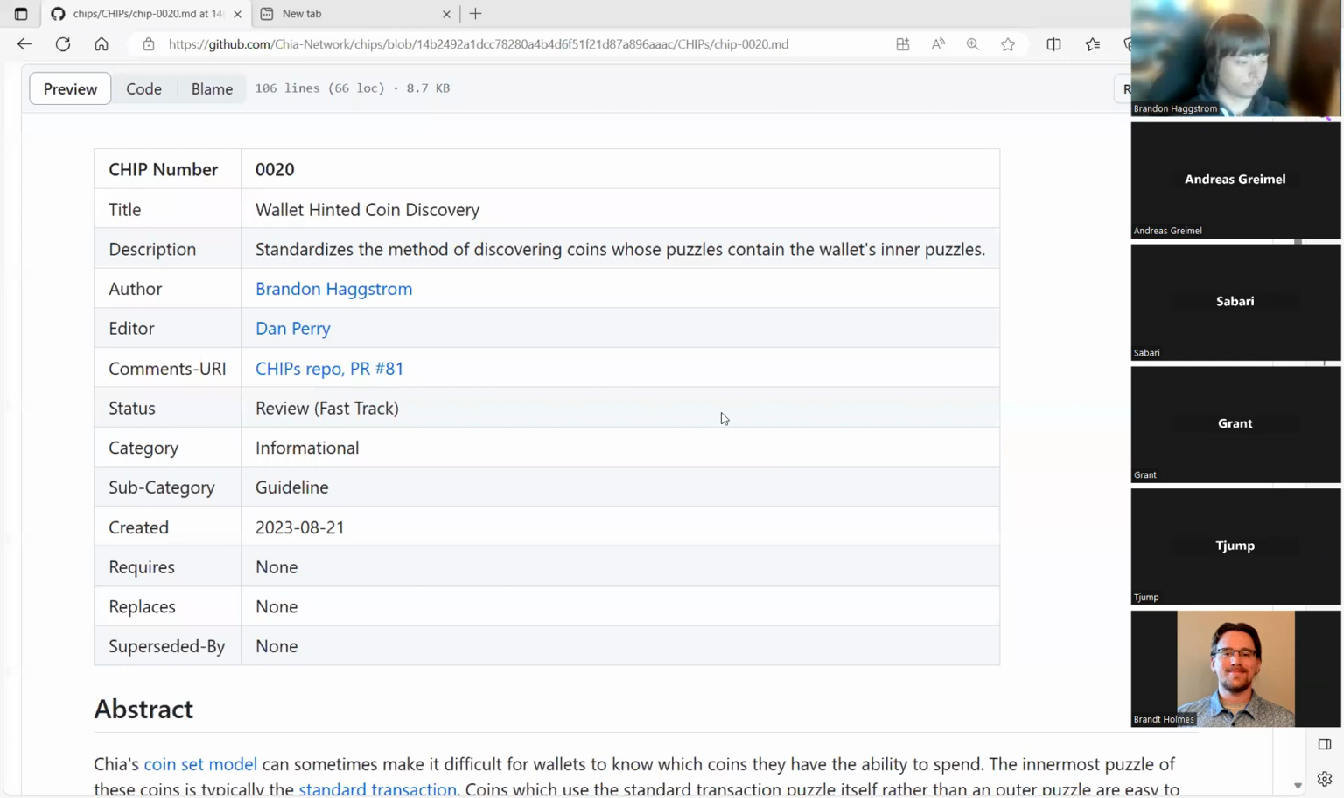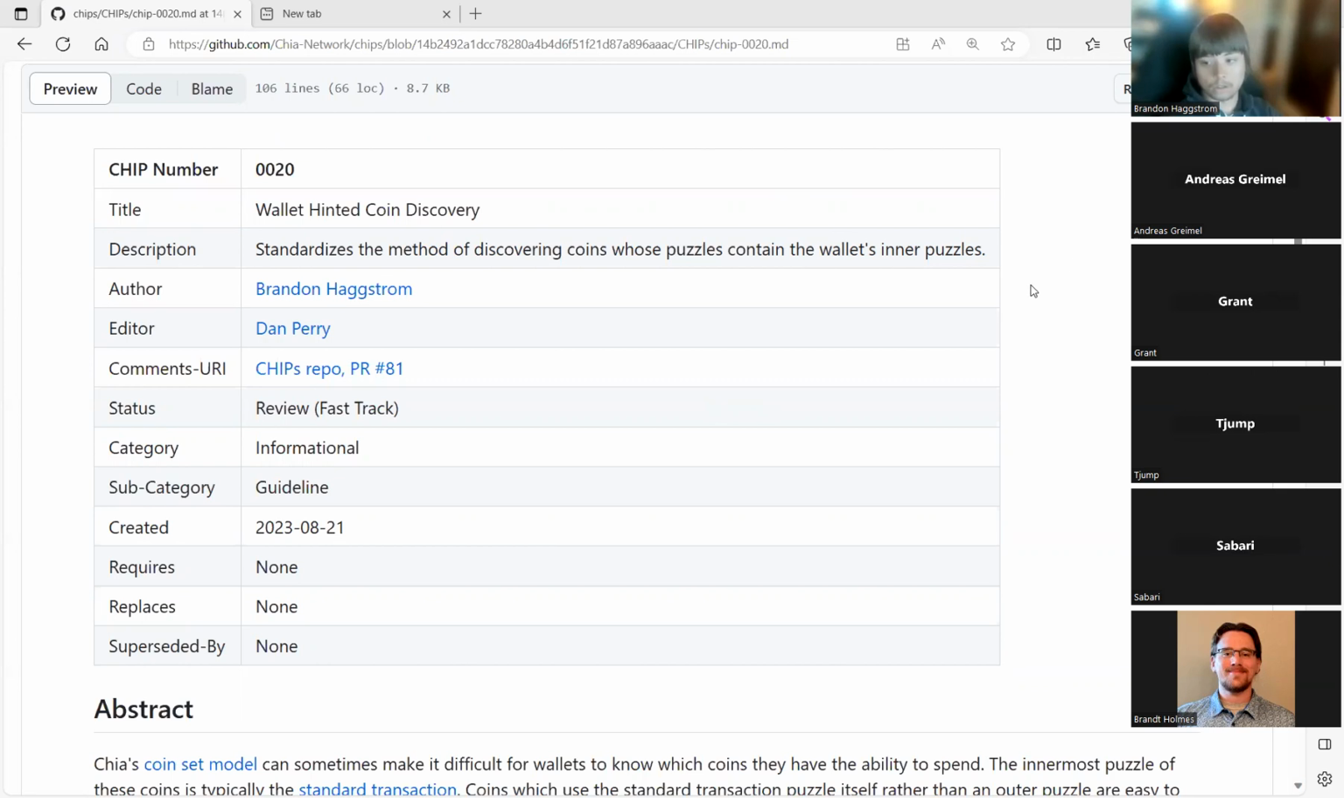Great. Well, let's get started. I'm going to bring up the chip itself on the screen here. Letting more people in now. So do you want to start out, Brandon, by explaining what the issue is? Why would we need wallet hinting or coin hinting to begin with?